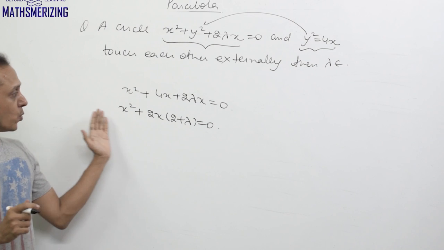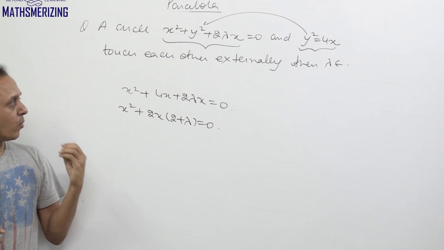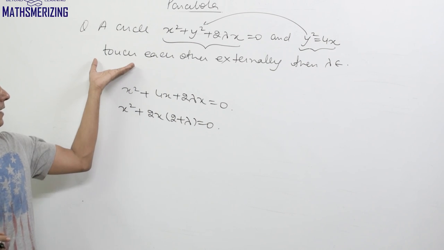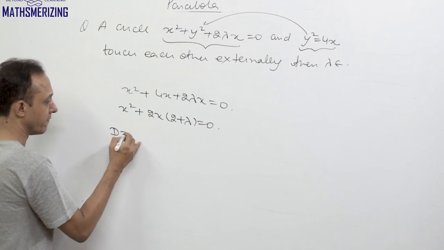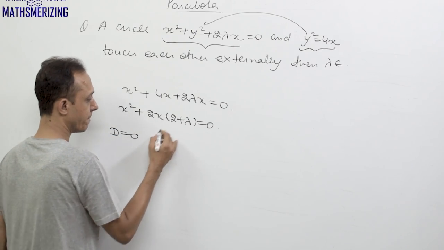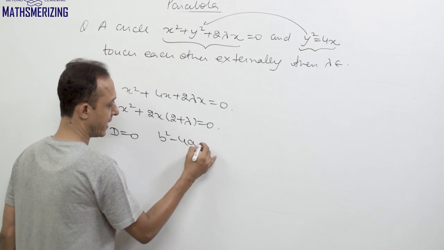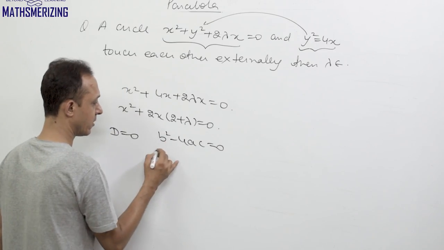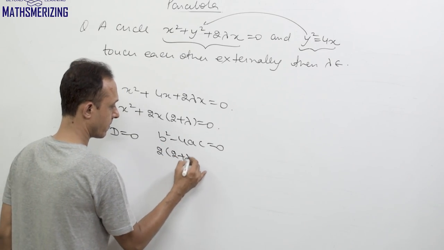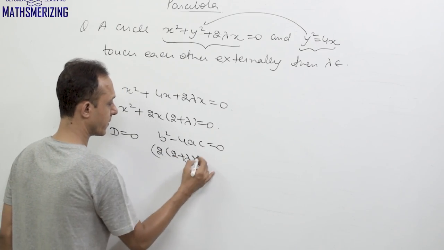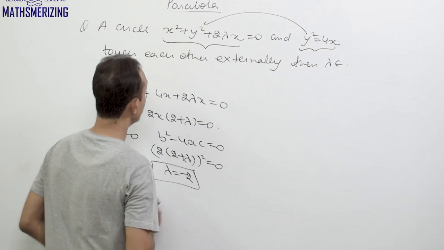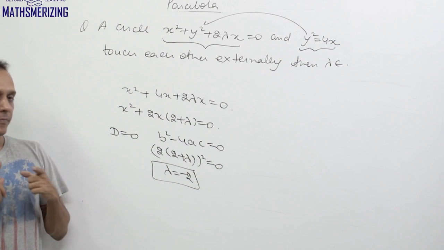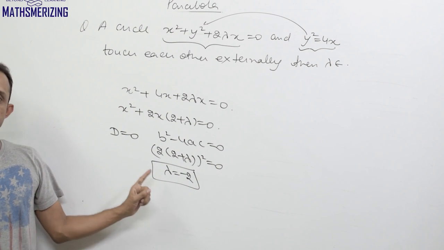equals to 0. Now this quadratic equation should have only one root. Otherwise, it will intersect at two distinct points, and it will have only one solution when the value of D is 0. So the value of D is 0 when b square minus 4ac is 0. So here I'll get 2 into 2 plus lambda whole square, it should be 0. So the value of lambda should be minus 2. So this circle and this parabola, they'll touch each other when the value of lambda is minus 2.